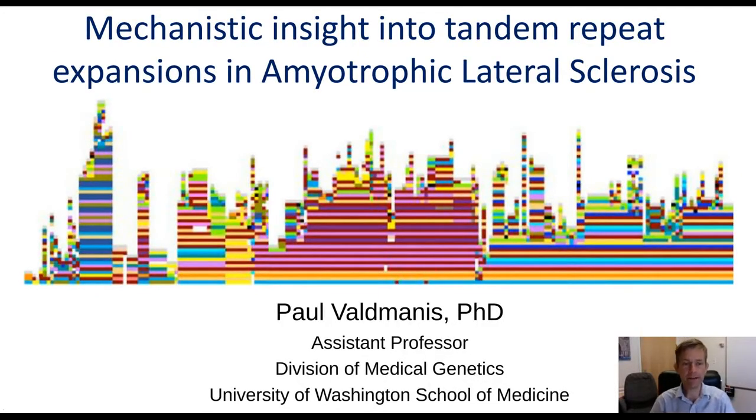I'm an assistant professor in the Division of Medical Genetics at the University of Washington in Seattle. And today I'm going to talk about mechanistic insight into tandem repeat expansions in amyotrophic lateral sclerosis. I'm really excited to talk today about some of the ongoing projects in the lab identifying tandem repeat expansions and their role in evolutionary biology and neurodegenerative diseases, including ALS.